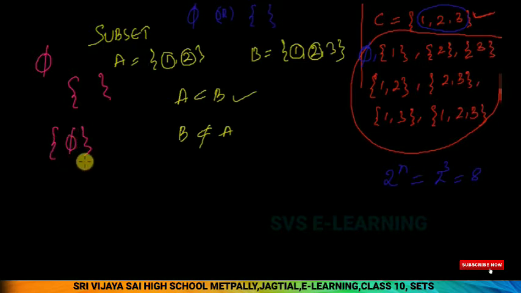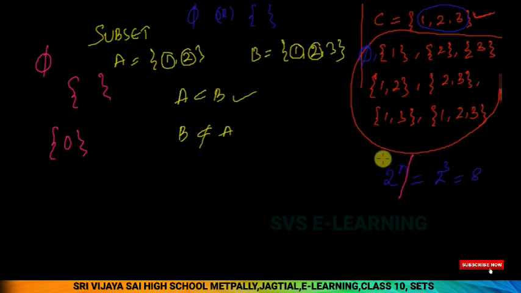This would convey the meaning that this set contains this element. Likewise, I cannot represent an empty set like this. This would be wrong. This is not an empty set because it contains the element 0. So how many subsets have I formed here? I have formed 8 subsets.